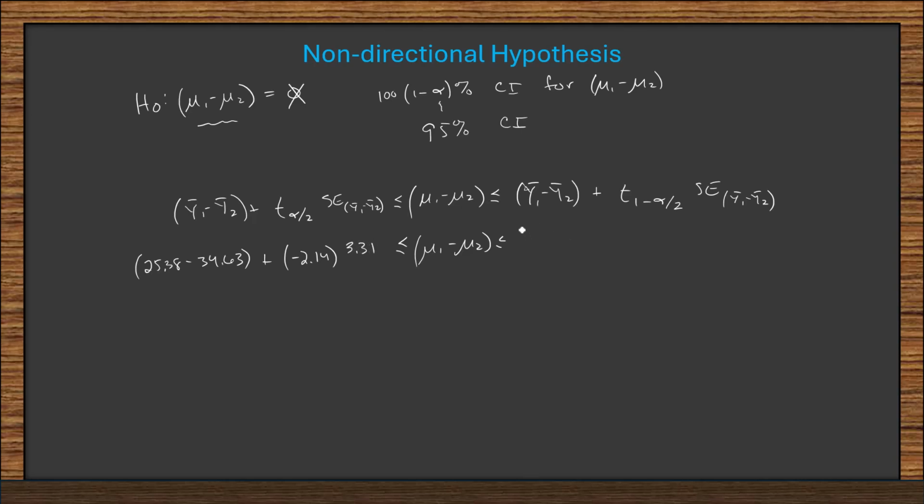The upper limit is very similar. We have 25.38 minus 34.63. Again, that's the estimate. And then the t associated with the 97.5th percentile, because the t-distribution is symmetric, is a positive 2.14. And the standard error, again, is 3.31. And so the lower limit becomes negative 16.32. And the upper limit is negative 2.16.